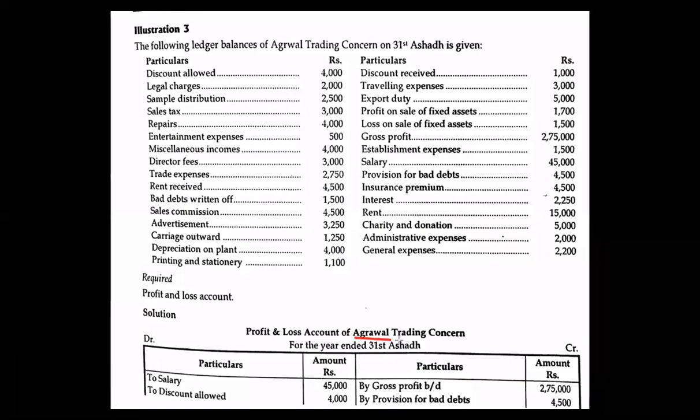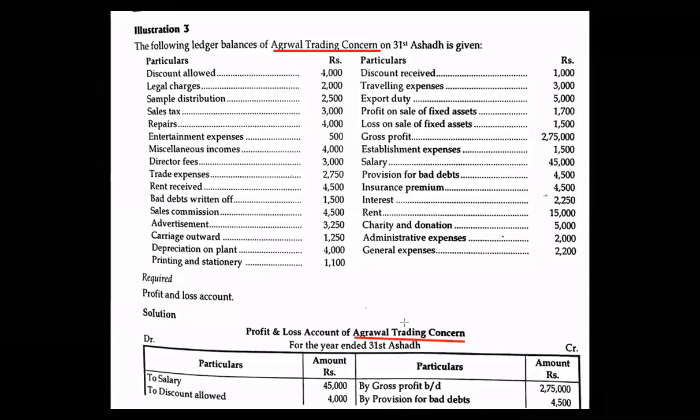So look at here, the following ledger balance of Agrawal Trading Concern. You write the name of the company, whatever company is mentioned in the question, that you need to write. If nothing is given, write any name, like XYZ company, whatever comes to your mind. If the company name is mentioned, write the company's name.